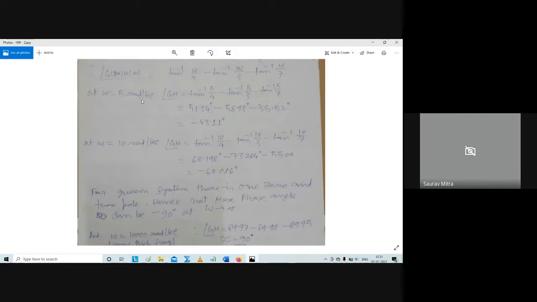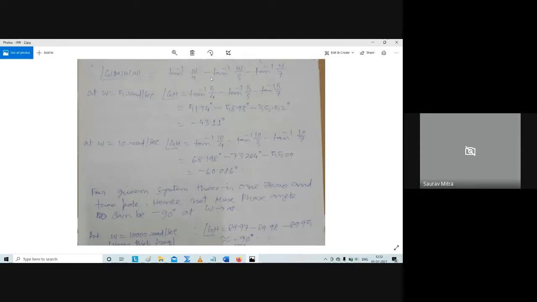In this case, you will find that the phase angle also is going to change. Phase angle means the angle between input and output. So that is called the system phase. So this is tan inverse omega by 4 minus tan inverse omega by 3 minus tan inverse omega by 7. Substitute omega equal to 5 radian per second, because in case of Bode plot, omega can change from 0 radian per second up to infinity radian per second.